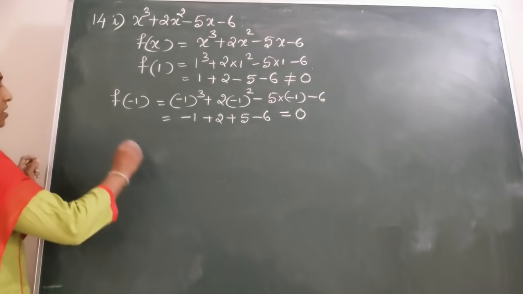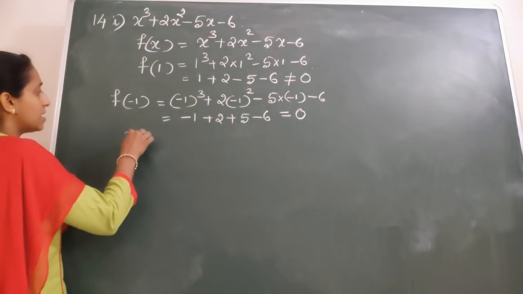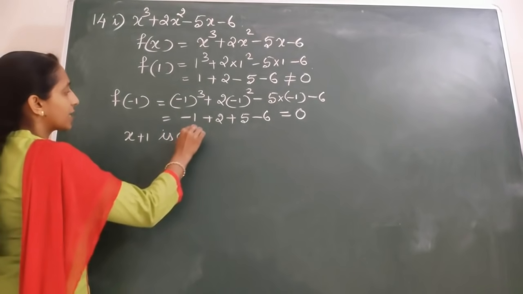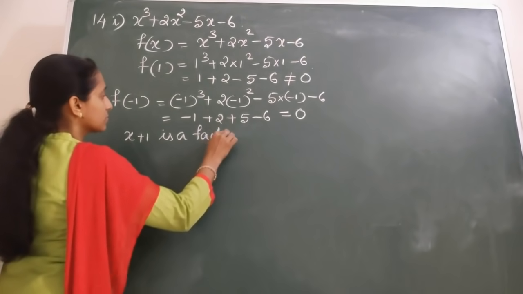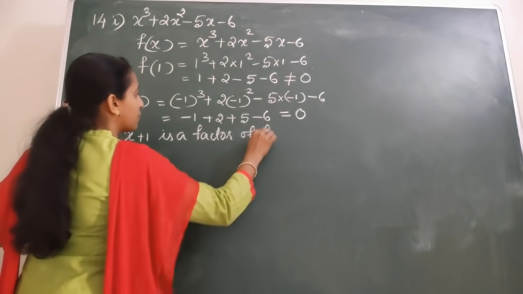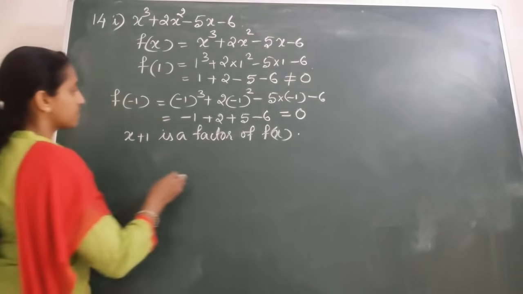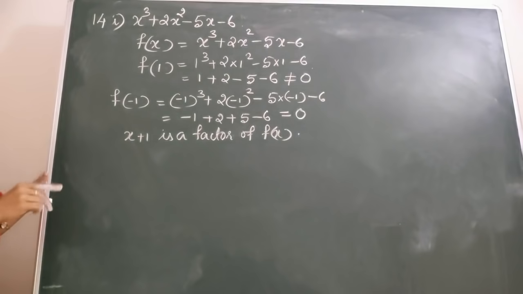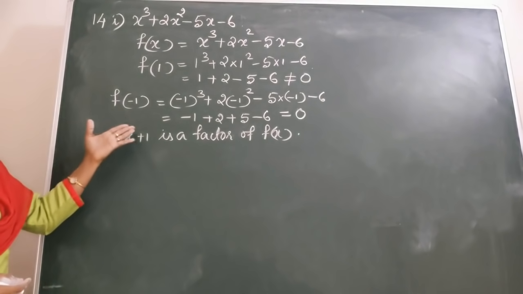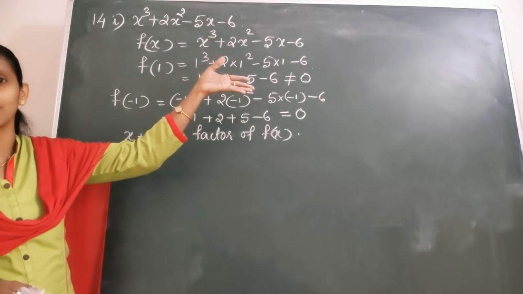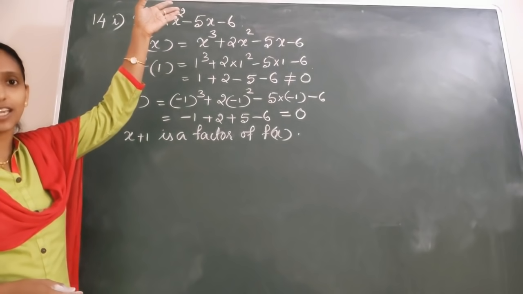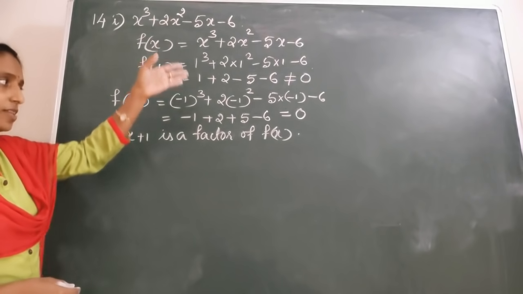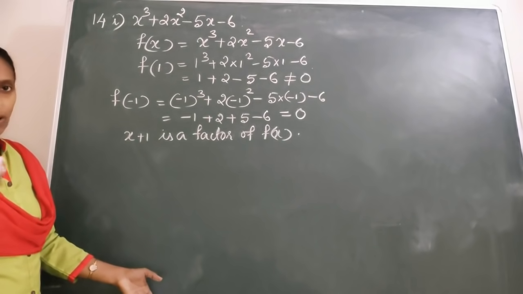X plus 1. So x plus 1 is a factor of f of x. So one factor we got. If we got one factor, for the remaining factors we again go for the division method, take out the quadratic, then factorize it, and we will get all the 3 factors.